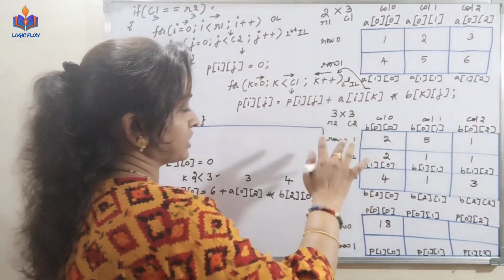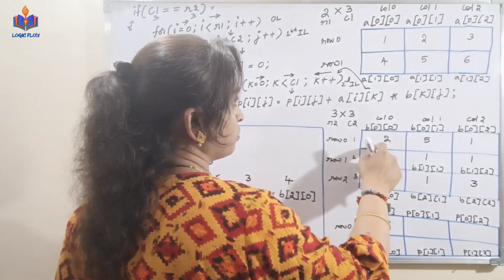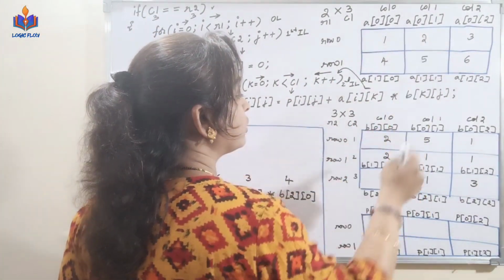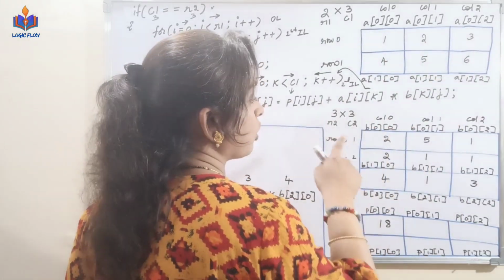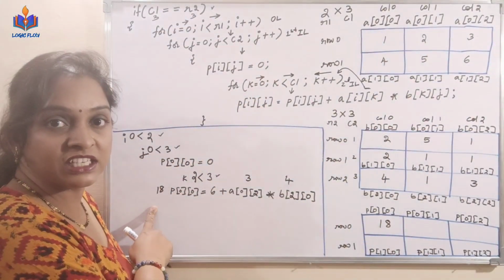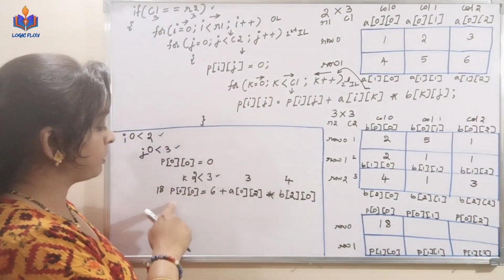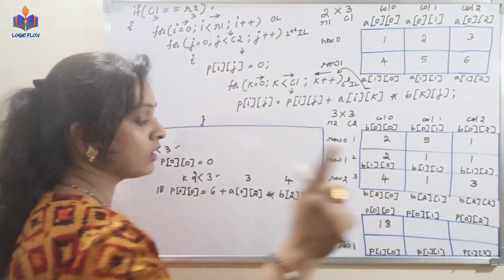Hope you have understood this. I am doing 1 into 2 plus 2 into 2 plus 3 into 4. Whole computation I got 18. So that I need to store it in P of ij. P of 00 got 18.